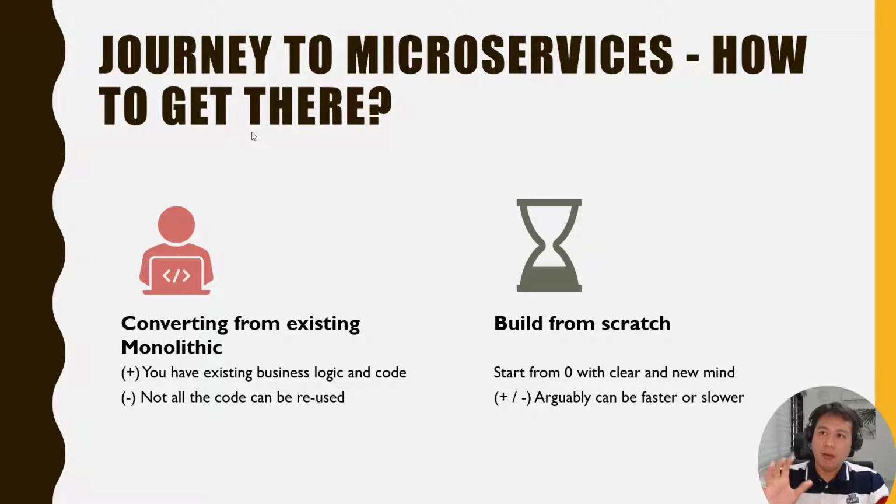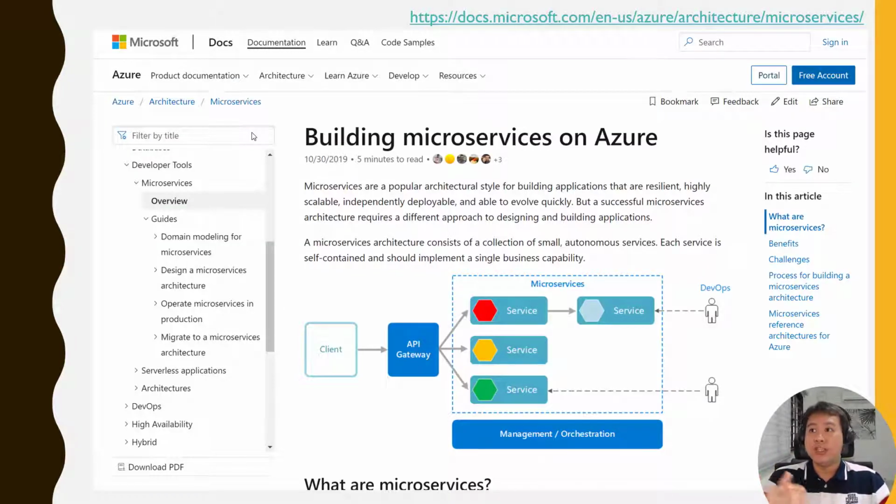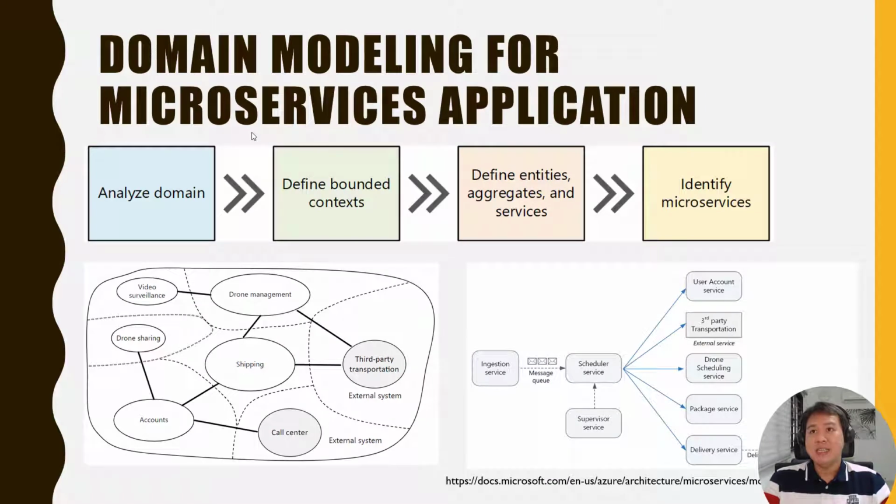The second approach is to build it from scratch so that you don't have to worry about the legacy. Now, this arguably can be faster or can be slower. I strongly encourage you to visit this guidance on building microservices on the Azure Architecture website. It includes the logical steps on how you start with the domain analysis, define the bounded contexts and entity aggregates, and finally identify each of the microservices itself. This is quite a big exercise, and sometimes you may need to do a couple of rounds in order to size the right microservice.